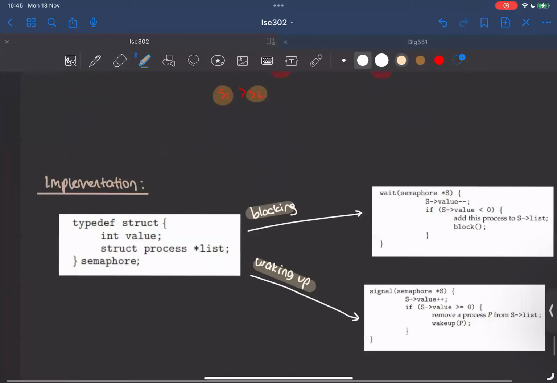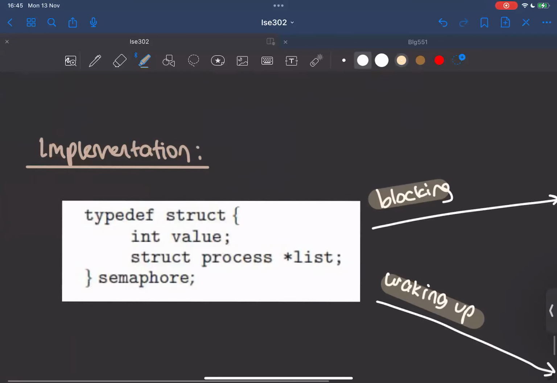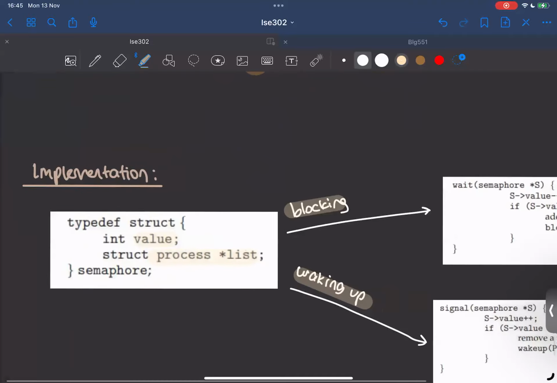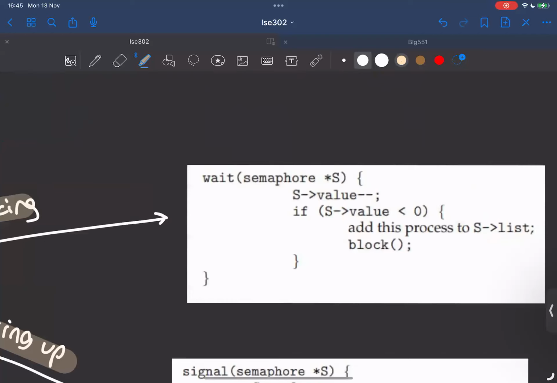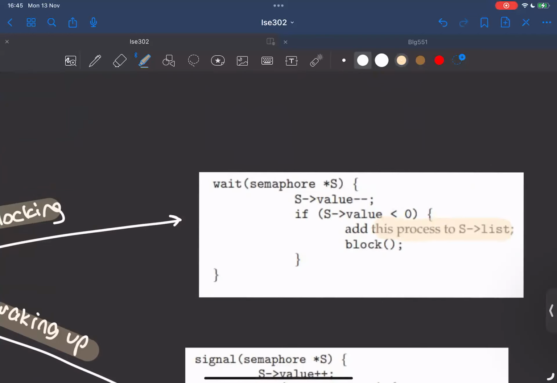So we represent a semaphore as a structure that includes a value and a list of processes. When we use a semaphore, we can perform two primary operations, block and wake up. Blocking puts a process into a waiting queue, okay? While waking up takes a process from that queue and moves it into the ready queue.